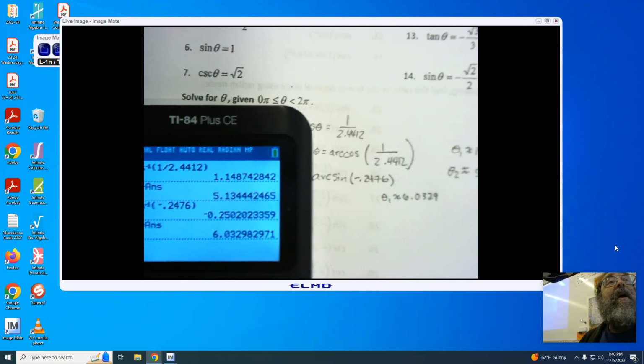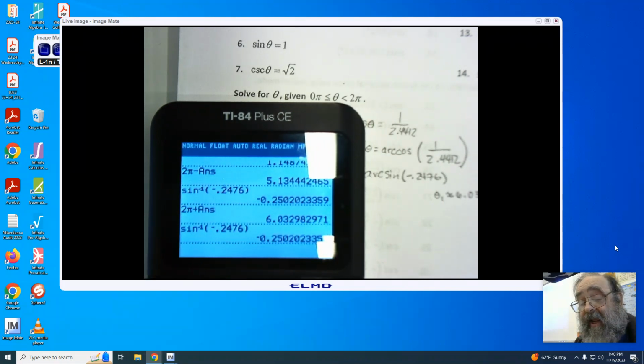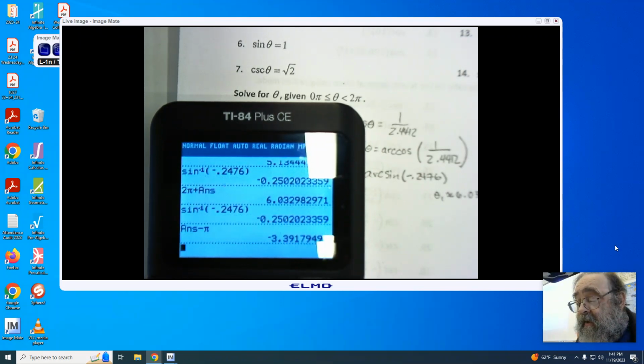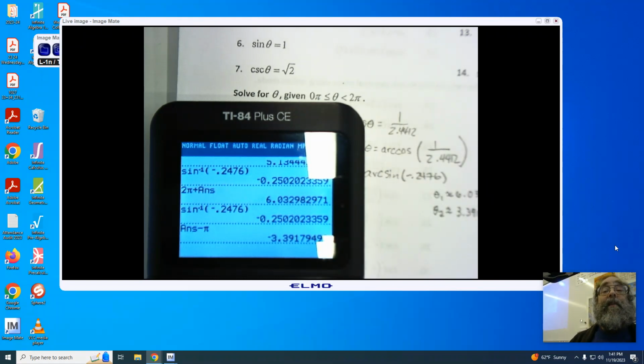I'm now going to have to find my answer in the third quadrant. I'm going to go back, and I'm going to hit enter, and I have a negative. But in the third quadrant, I have to take my reference angle and add pi. So I'm going to take this answer, and I'm going to subtract pi, and then take the absolute value. So theta 2 in the third quadrant is approximately 3.3917. Once again, truncated or rounded.